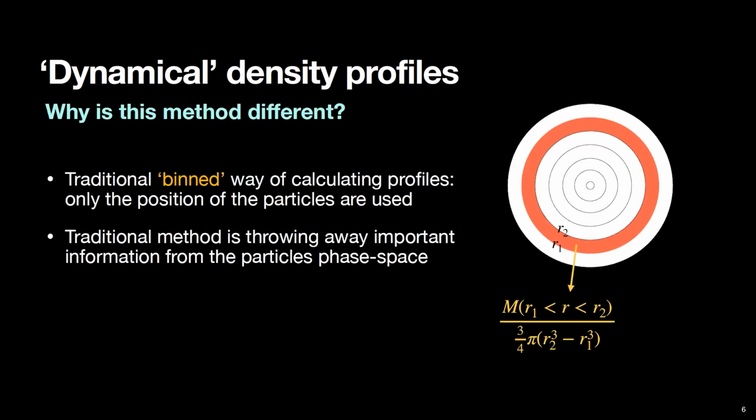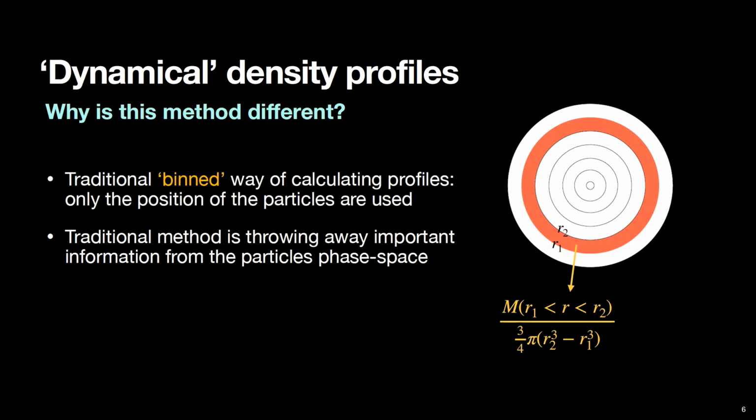So how is this method different from what has been done until now? The traditional, what we call binned profiles, are usually based only on the position of the particles. You take a snapshot in time from your simulation, a frozen instant, and divide up your space into radial shells, starting from the center. Then you add up the mass of the particles within each shell, divide by the volume, and you get your density per shell.